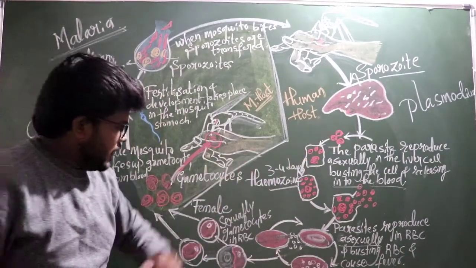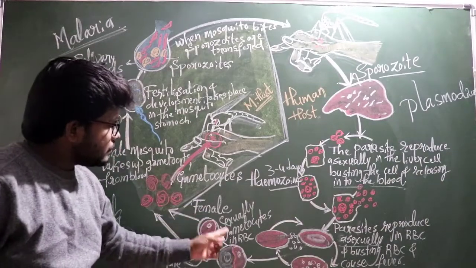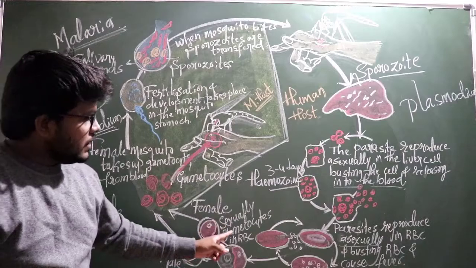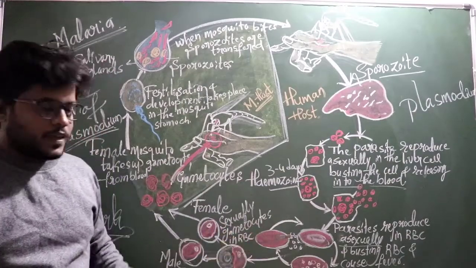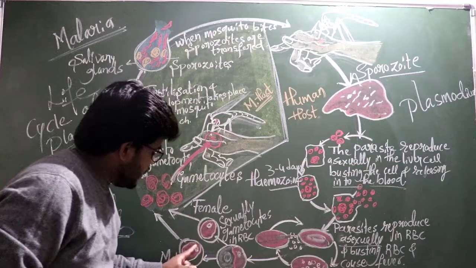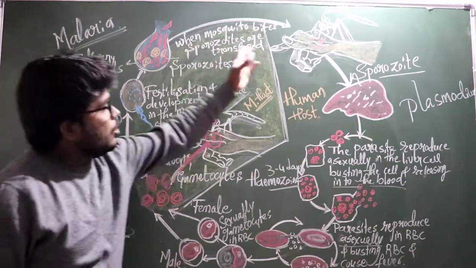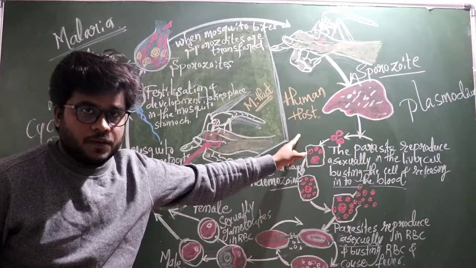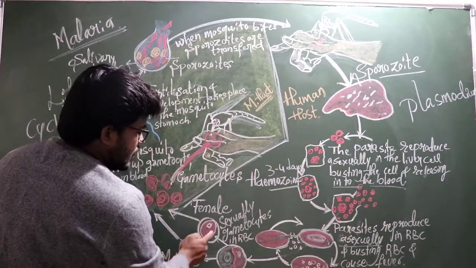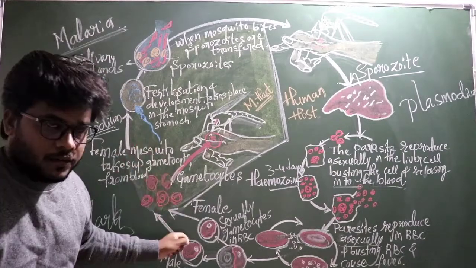Okay, next, inside the blood cell, the Plasmodium produces gametocytes. Inside the RBC, male and female gametocytes are produced. All this happens in the human host body. Then these male and female gametocytes are present in the infected person's blood.